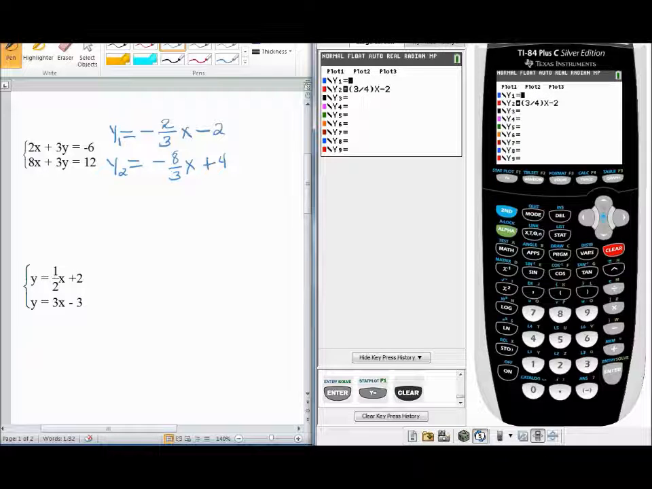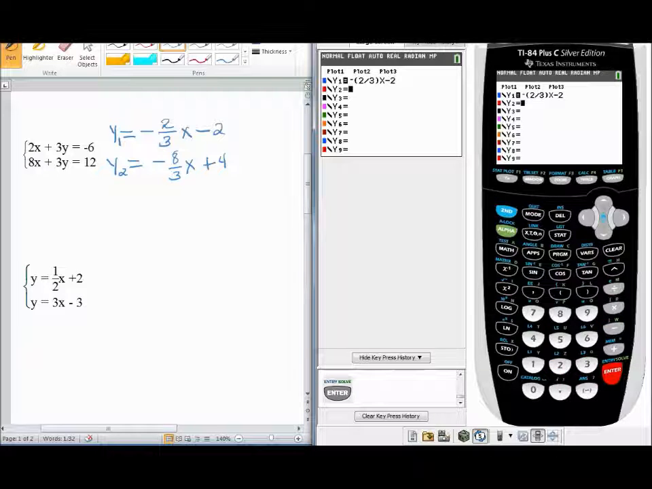And if I want to go to y2, I'll just use my arrow key and arrow down and it'll take me to y2 and I'll hit clear again. Okay? Now I want to go back up to y1, so I'll just hit my arrow key and move back up. So now I'm ready to plug my information in. The first equation was a negative 2/3 x minus 2.